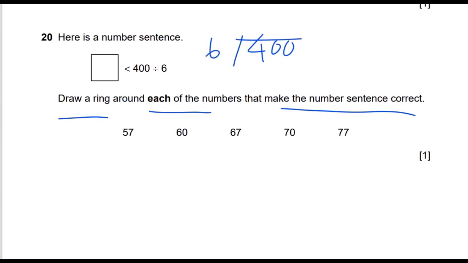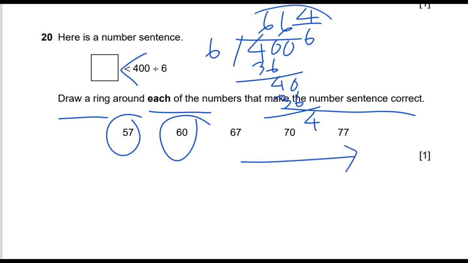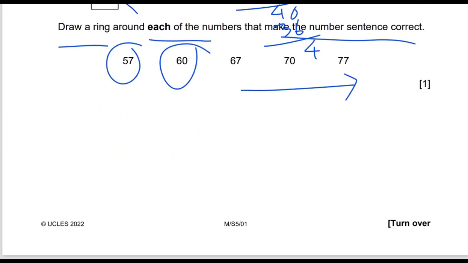You may pause this video to get your own answer. So 4 times 6 is 24, 40 minus 36 is 4 again. 6 times 6 is 36, again 4. So 66 and 4 over 6 will be our answer. So less than that, it should be 57 and 60. The rest are greater than 66 and 4 over 6. All right, next, number 21.